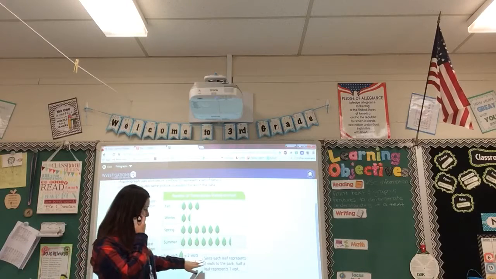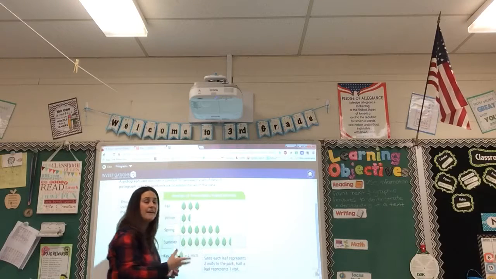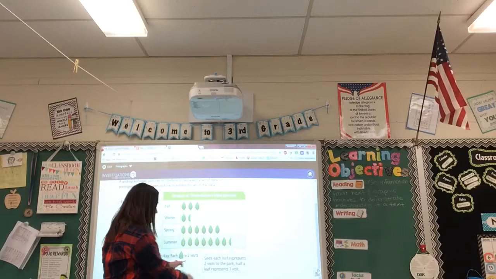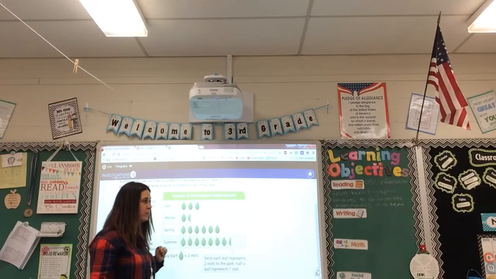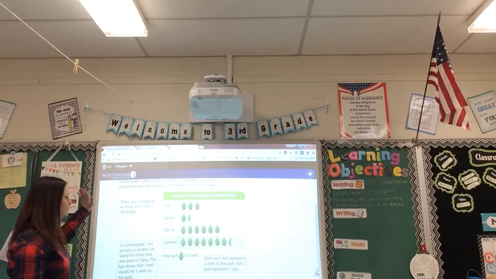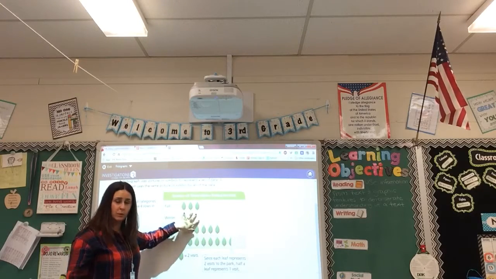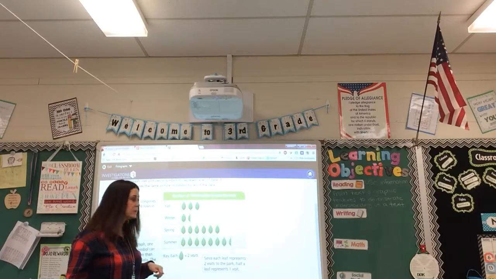Then over here, you can also see we have full leaves and we have a little tiny half of a leaf. That means it's half of this number. So if this number is 2, then half of a leaf will be 1, because half of 2 is 1, okay? So, again, we have our categories, we have our title, we have our picture, which in this one is a leaf. Each leaf equals 2 visits.